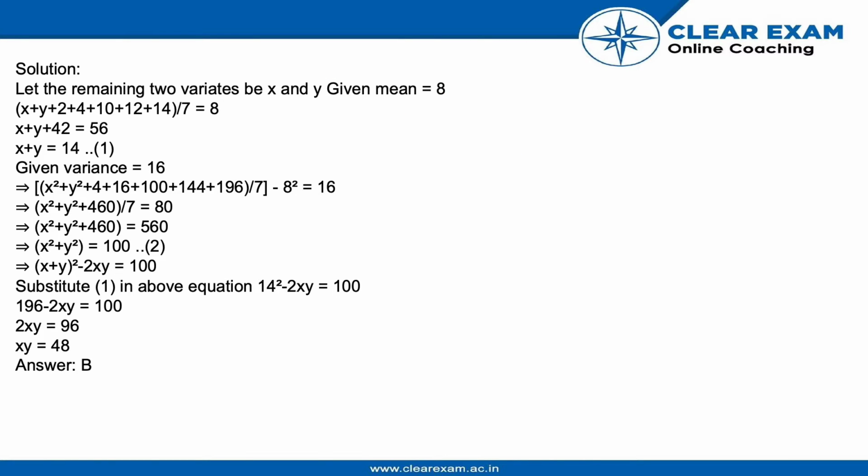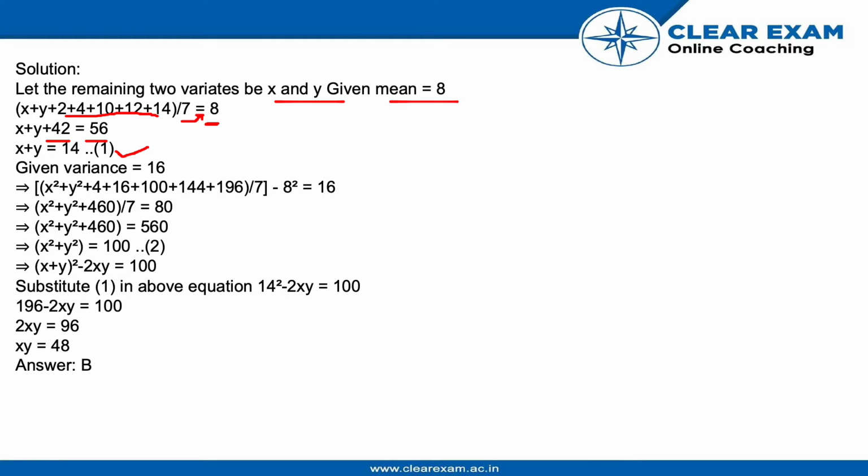So let the remaining 2 variates be x and y, and the given mean is 8. The mean will be x plus y plus the total sum of the 7 upon 7. So x plus y plus 2 plus 4 plus 10 plus 12 plus 14, divided by 7, equals 8, because this is the mean. After solving, this will be 42, and 8 sevens are 56. After solving this, x plus y equals 14, and this is equation number 1.